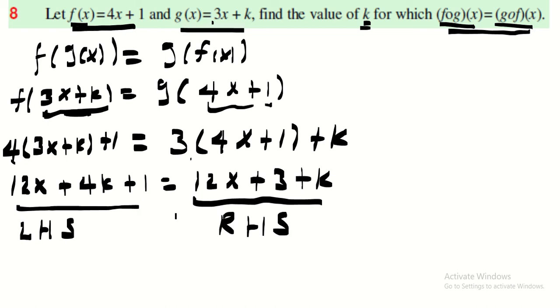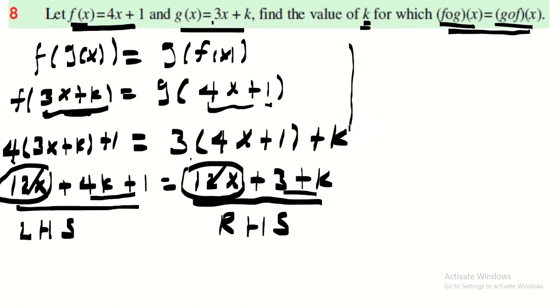They are already equal and they are linear. That means the x family here has to be equal to the x family here. Obviously, as you see, they are all equal already, so you can ignore this one. And what about the constant term on the left side? The constant term is 4k plus 1. The constant term on the other side is 3 plus k, so we have to equalize the two. So 4k plus 1 is equal to 3 plus k.